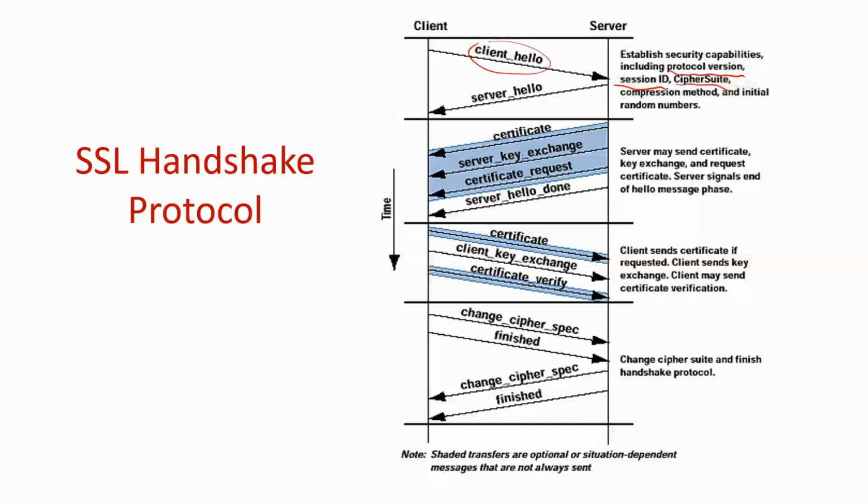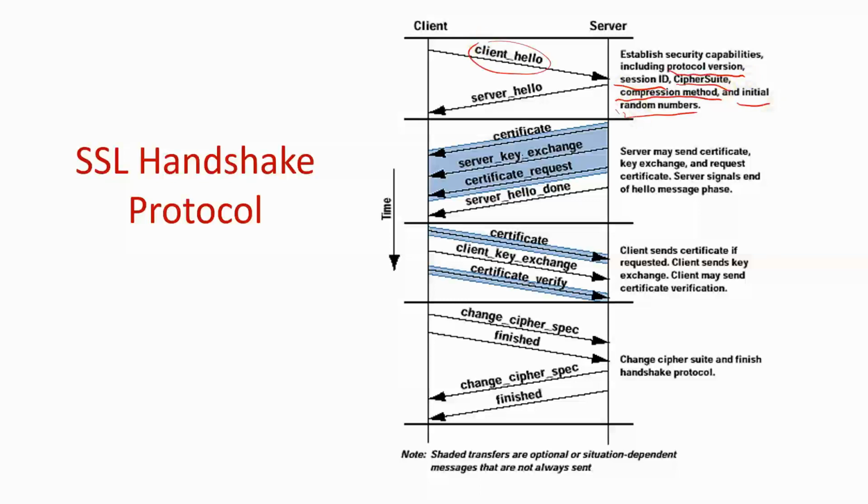and will send all the other algorithms after that in decreasing order of preference, and will also include initial random numbers to prevent replay attacks, and will include compression methods if they are available. So basically, the client will send all the capabilities that it has, whether it has a compression method or not, all the cryptography algorithms, and a nonce to prevent replay attacks in this case. The server will respond with the server hello.